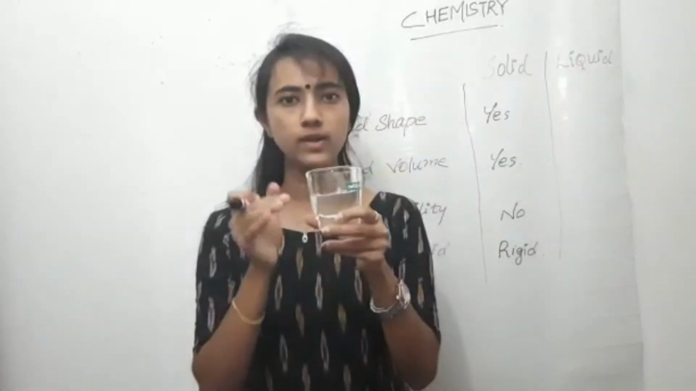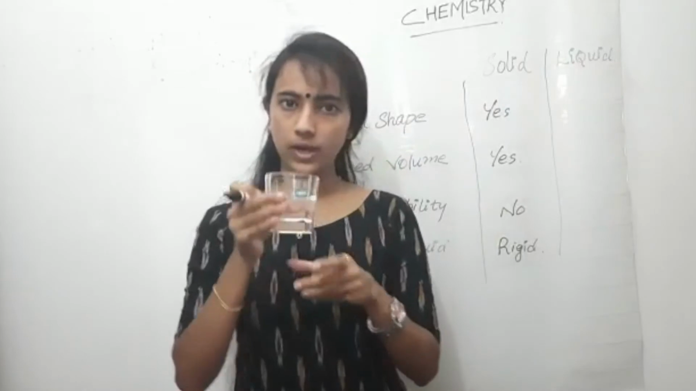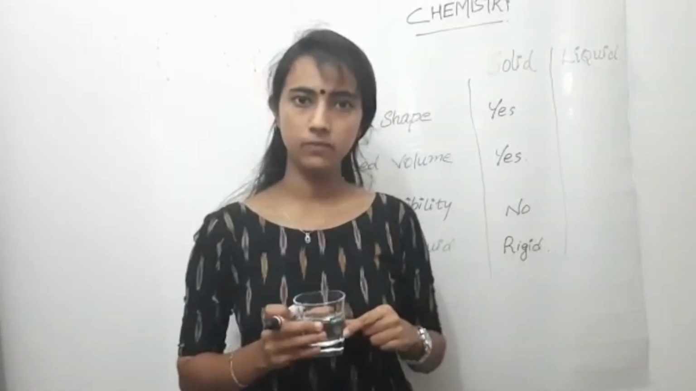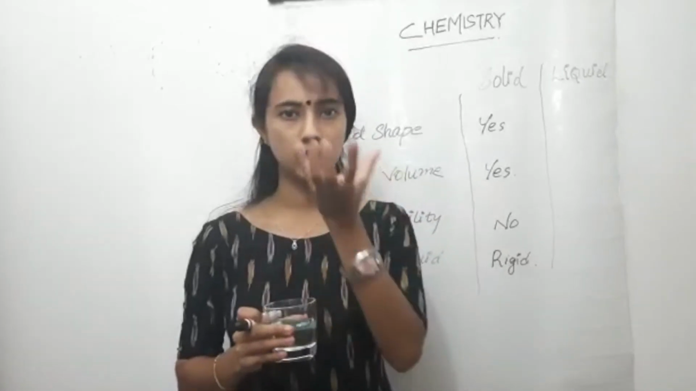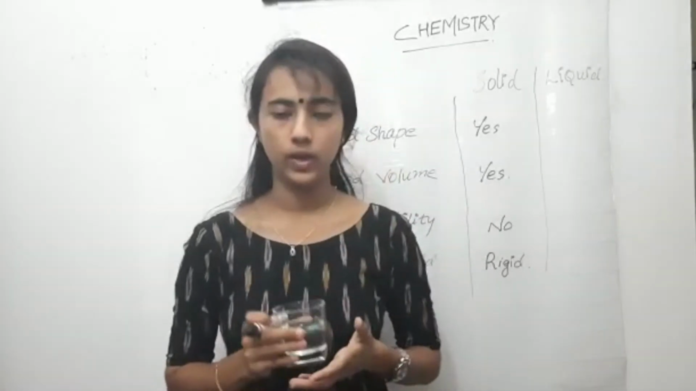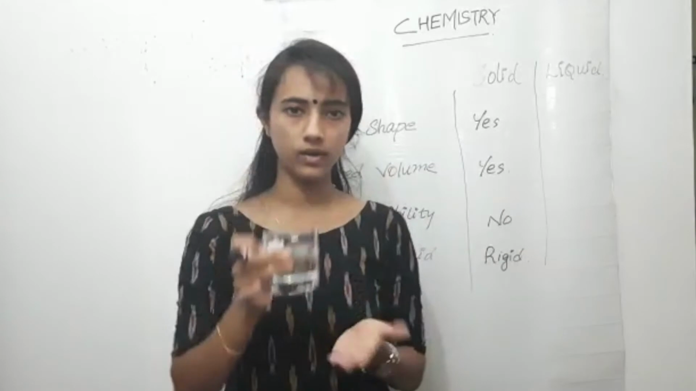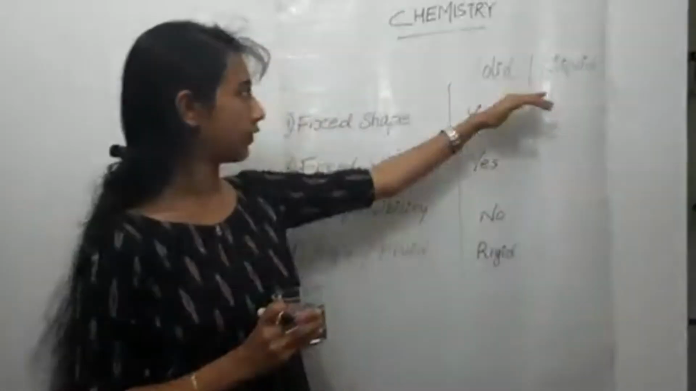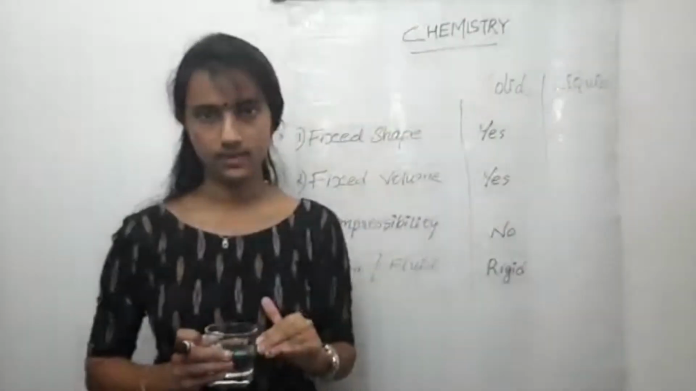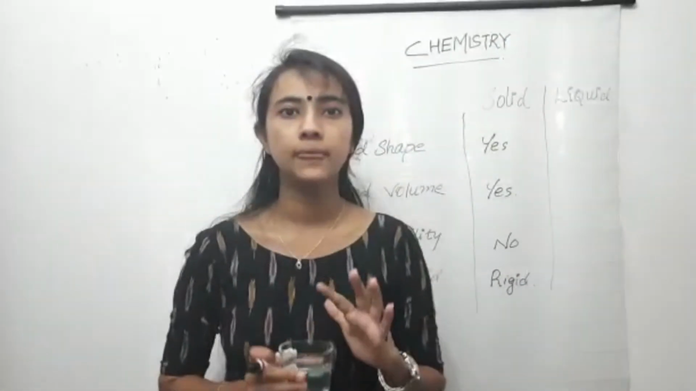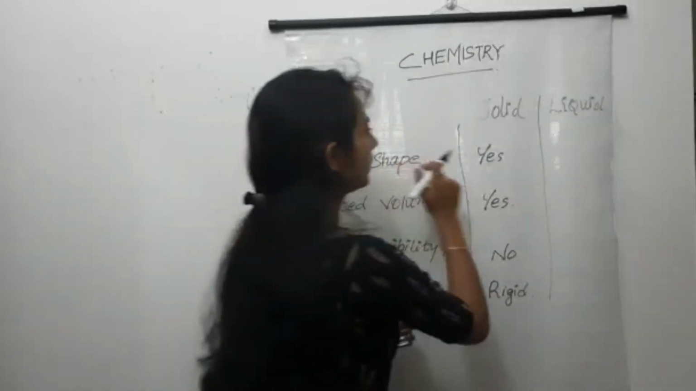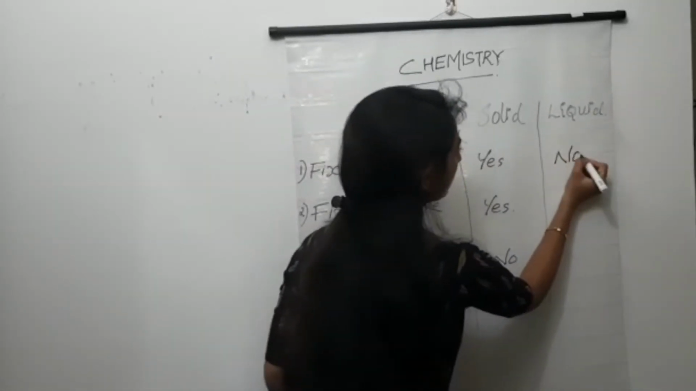If I pour this water into a bottle, the shape will change. The liquid's shape will change and it occupies the shape of what contains it. And when I again pour this water into a bowl, the shape will again change. So for liquids, the shape is not fixed. Liquids occupy the container we put them in. So the shape is not fixed.